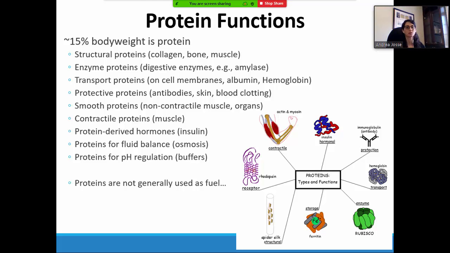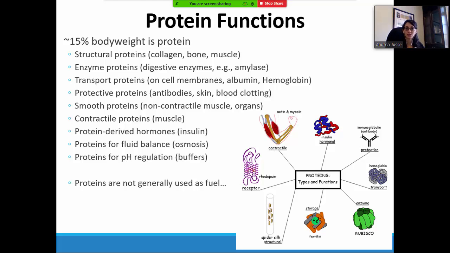Enzymes are proteins. So some of our digestive enzymes, which you may have talked about already, like amylase, that is a protein enzyme. There are transport proteins that are either spanning the cell membrane or within our circulation, like albumin or hemoglobin. And I'll show you a picture of hemoglobin structure a little later on in the lecture.